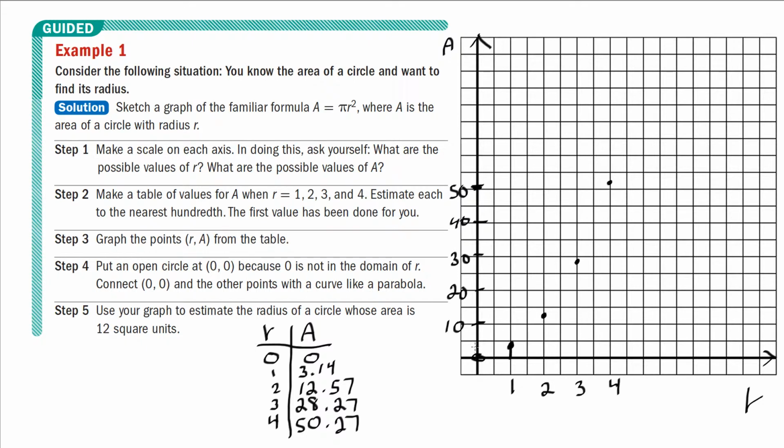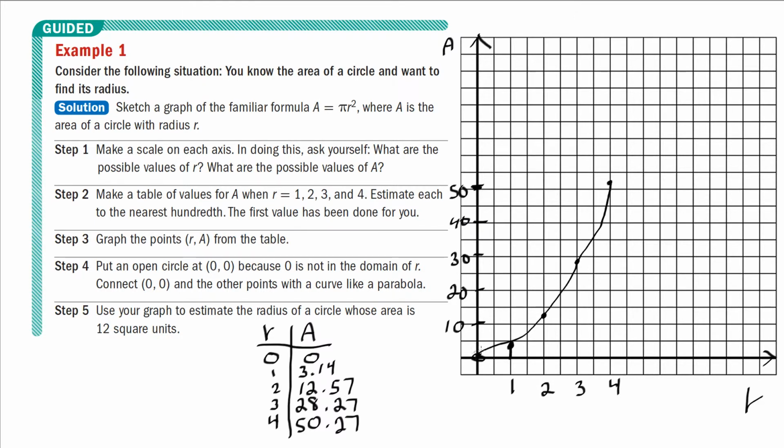It says put an open circle at 0, 0. We've talked about this. 0 is not in the domain of r, but anything greater than 0 is. So I include that, and I connect the other points. And here I want to get a curve in a kind of a parabolic way. And for the expression, this could continue forever. For our work, it stops.